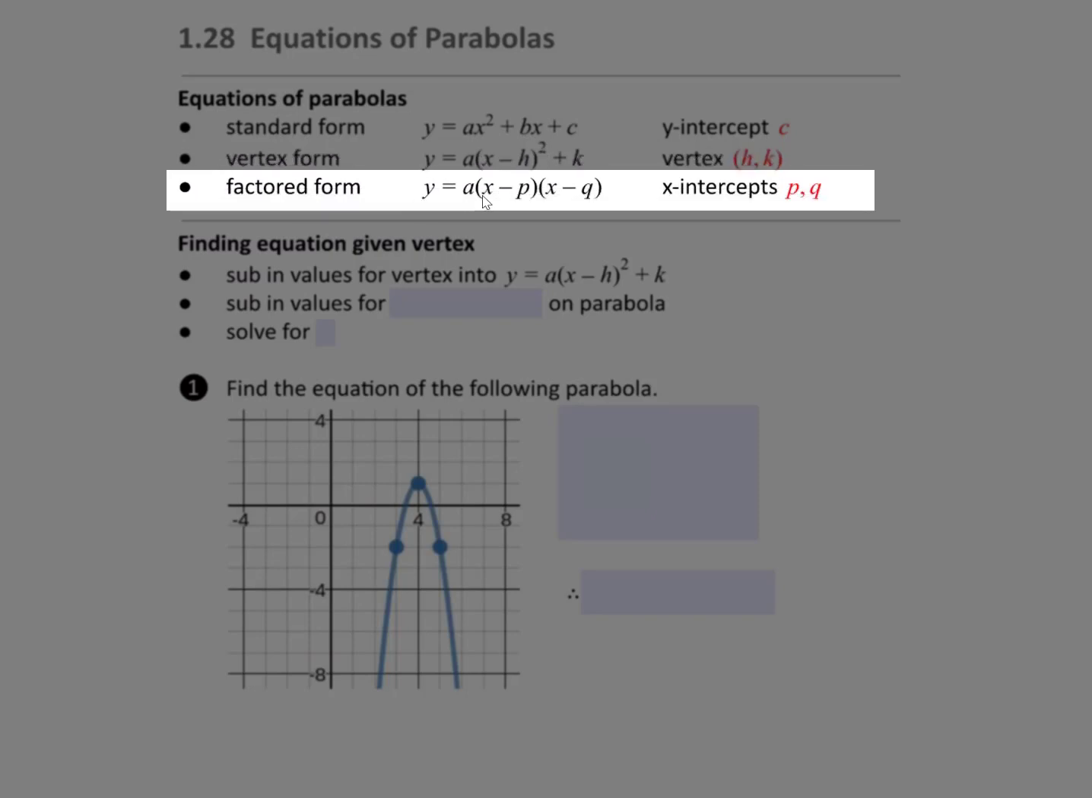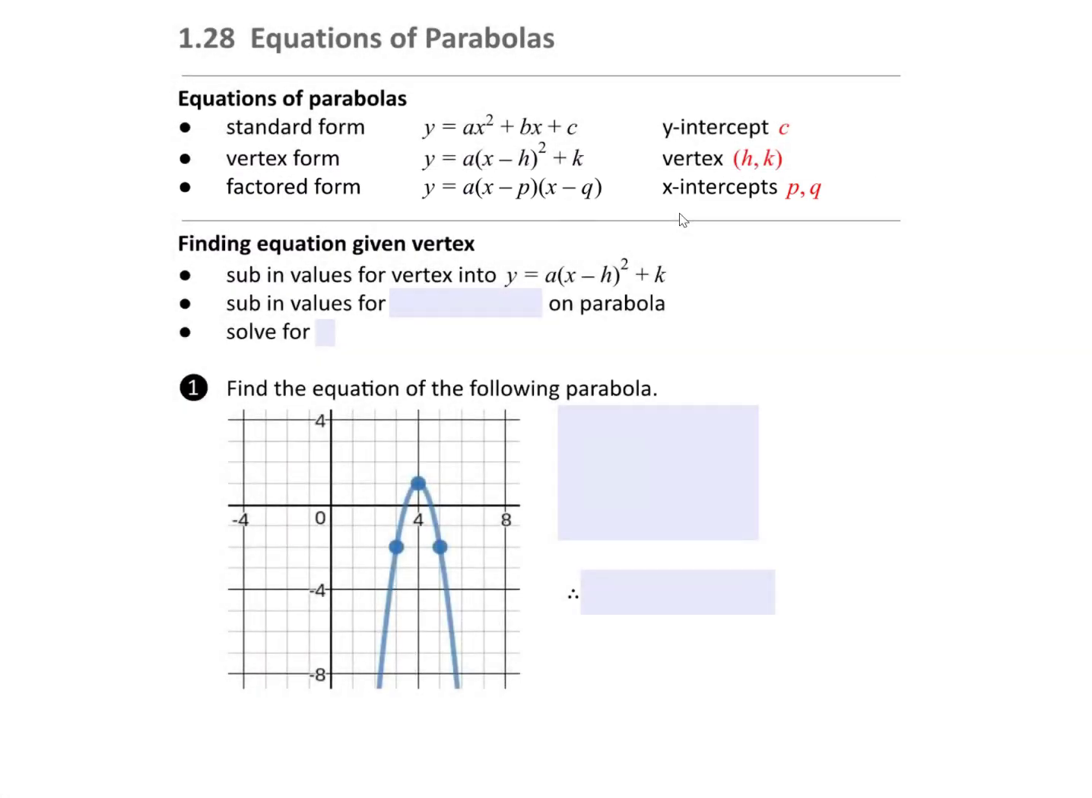Factored form: we have y equals a, so our a value is out in front, x minus p, x minus q, where our x-intercepts are p and q. Before, we called them zeros or solutions, but they're also just the x-intercepts, and we're actually going to see this demonstrated within the next two lessons.